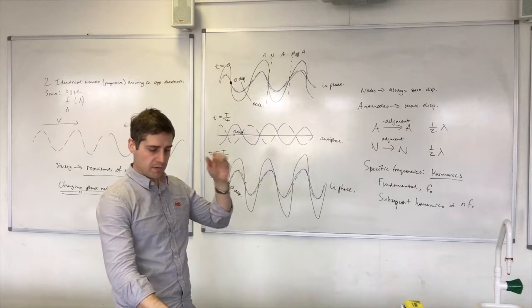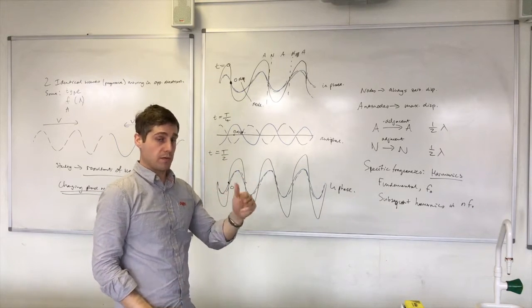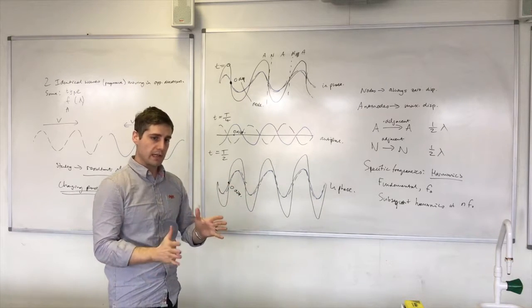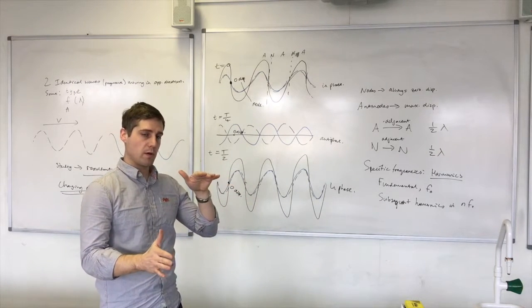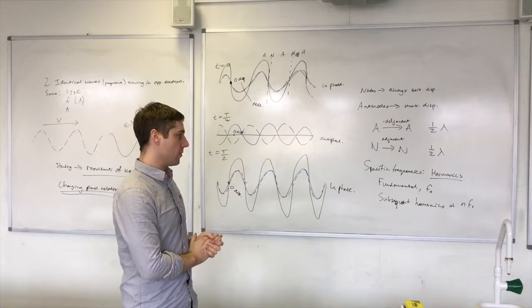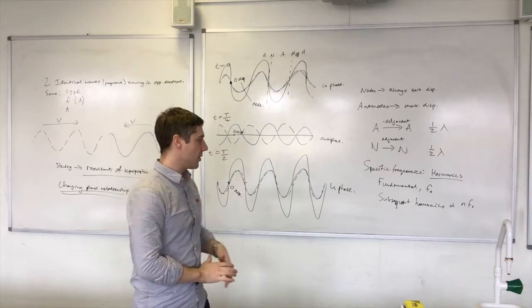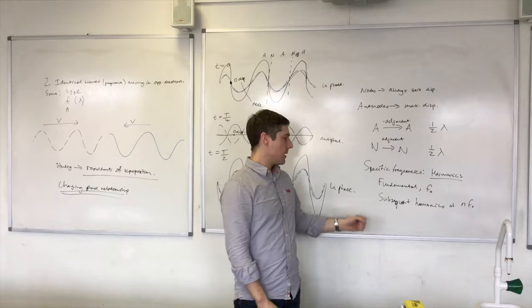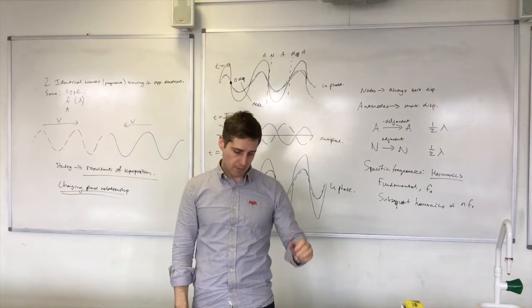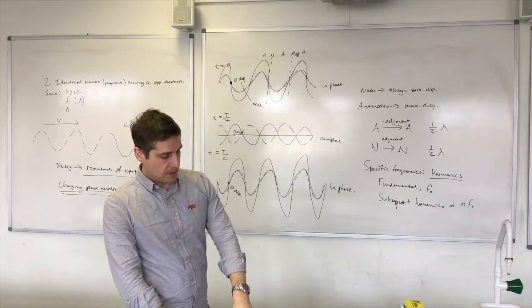One after the other. It might not be 1, 2, 3, 4 in each case. In a lot of cases it is, but you need to look at what you're forming the standing waves on, which we will look at. So that will come up. Subsequent harmonics occur at a multiple of F0.